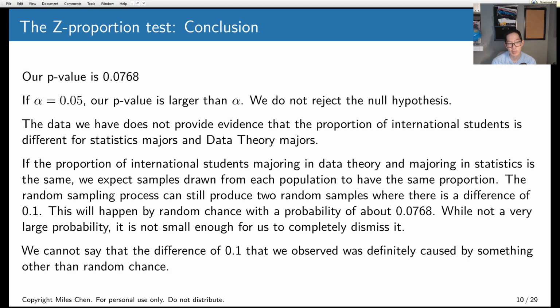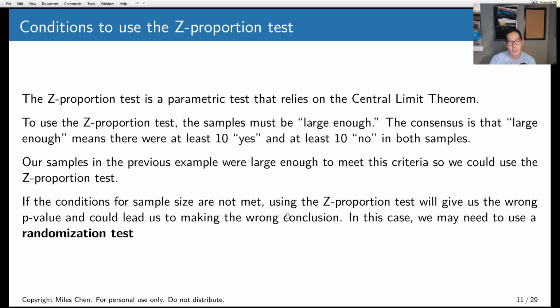But because of the random sampling process, you can still produce two random samples where you end up getting a difference of 10 percentage points, 0.1. How often does something like that happen by random chance? It happens with a probability of around 0.0768. So not a huge probability, but also not small enough that you can just completely dismiss it. So we can't say that this difference of 10 percentage points was caused by anything other than random chance. So that's how you would approach that.